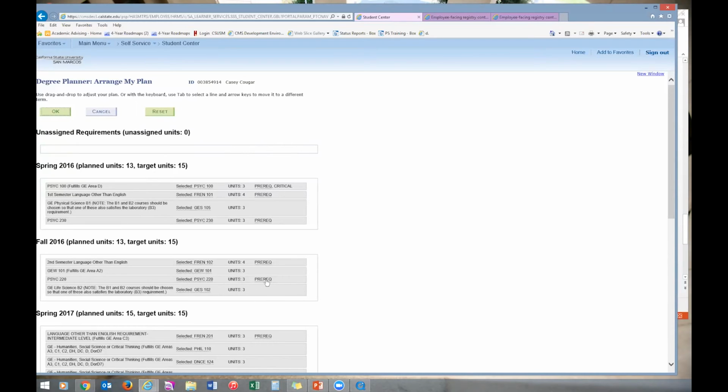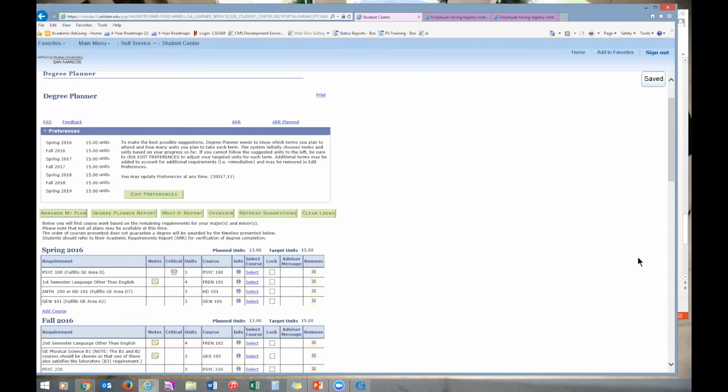Also, you can check prerequisites for a course. So if you hover over a course, this is a pretty critical course to take as soon as possible for this major because it's a prereq for a lot of courses. So let's go ahead and just hit cancel so we can move on.